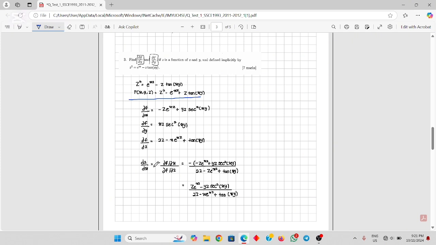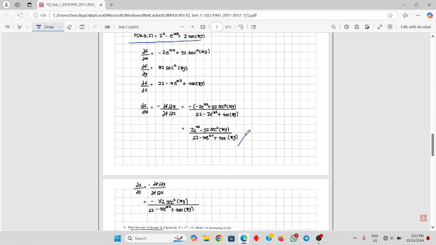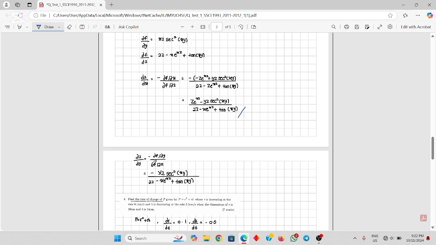And then we find the value of dz over dx. We do the operation from what we got above: negative del f over del x divided by del f over del z, and then we'll get this equation. And then just do the same. We find del z over del y using this operation, dividing this by this, and we'll get this answer.